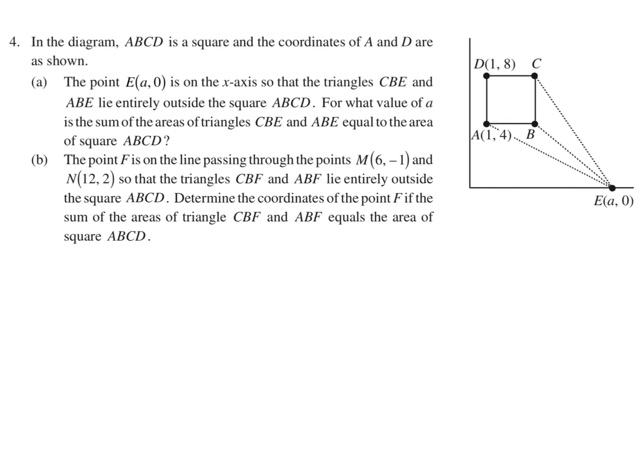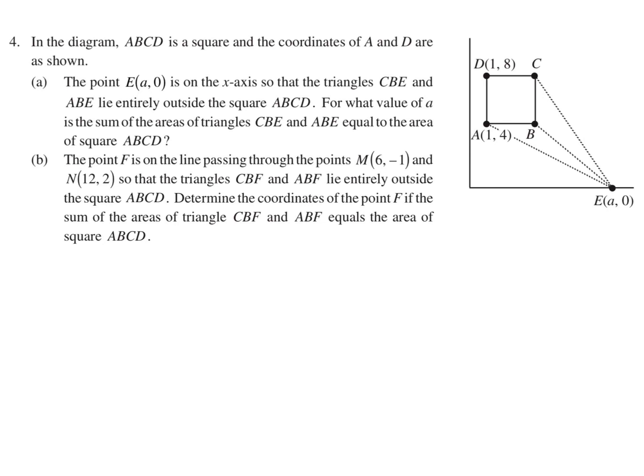Number 4. In the diagram, ABCD is a square and the coordinates of A and D are as shown. The point E, which is (a, 0), is on the x-axis, so that the triangles CBE and ABE lie entirely outside the square ABCD. For what value of a is the sum of the areas of triangles CBE and ABE equal to the area of square ABCD?